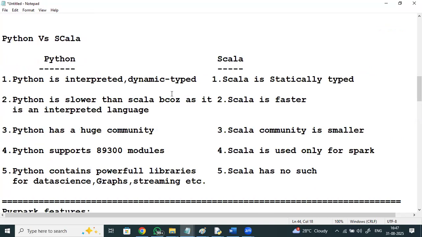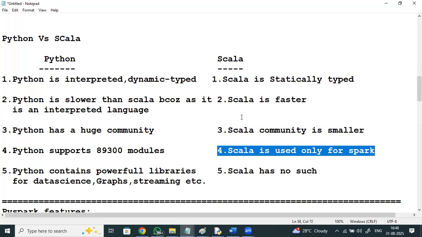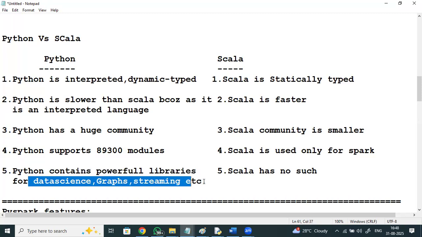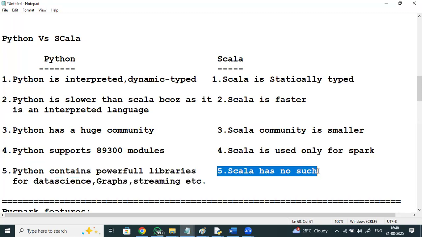Python and Scala: Python is an interpreted, dynamically typed language, but Scala is statically typed. Python has a huge community, while the Scala community is smaller. Python supports thousands of modules. Scala is used only for Spark. Python contains powerful libraries for data science, for graphs, and for streaming. Scala has no such libraries.